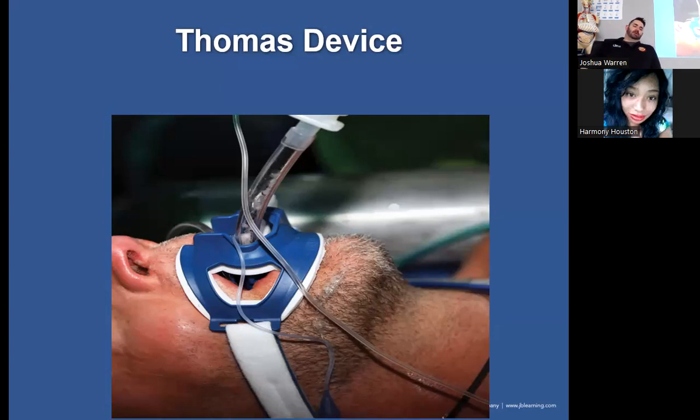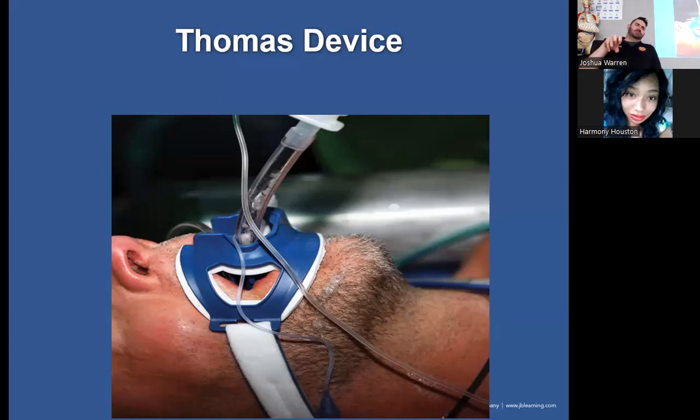So as we see on the board, this is called a Thomas device. Or you could call it a commercial tube holder. It's got a built-in bite block. Why is that important for a patient with something in their mouth? So they don't bite your tube, because they could clench their jaw and do what? Obstruct the tube. Not just bite it to be biting it.